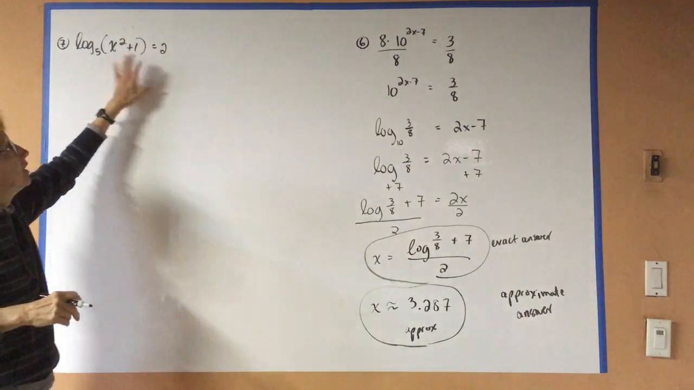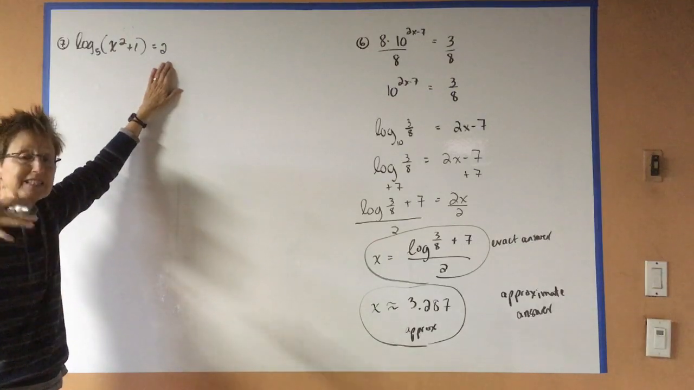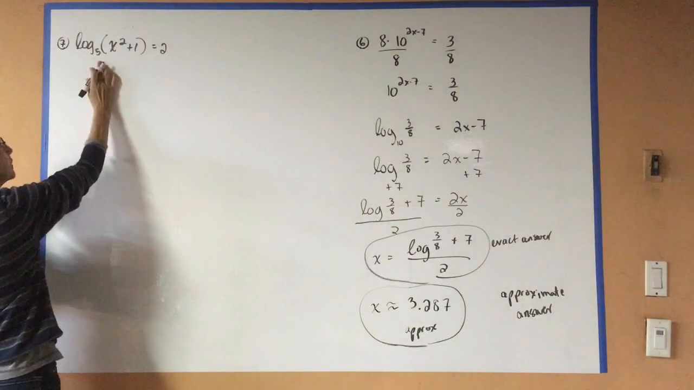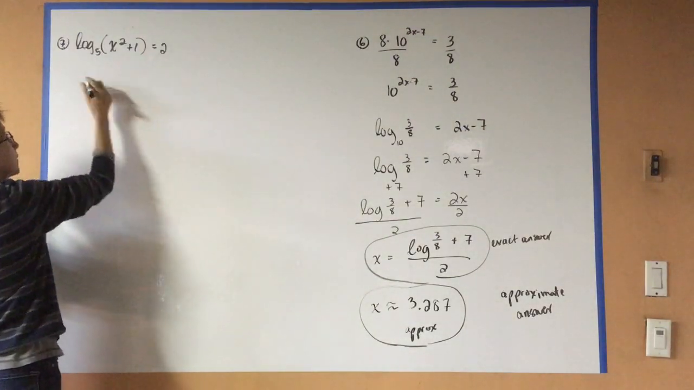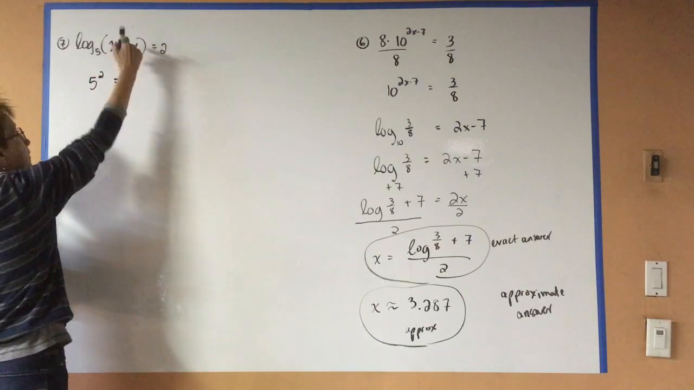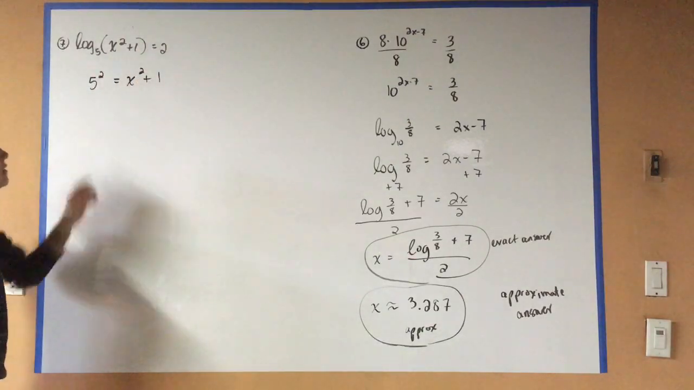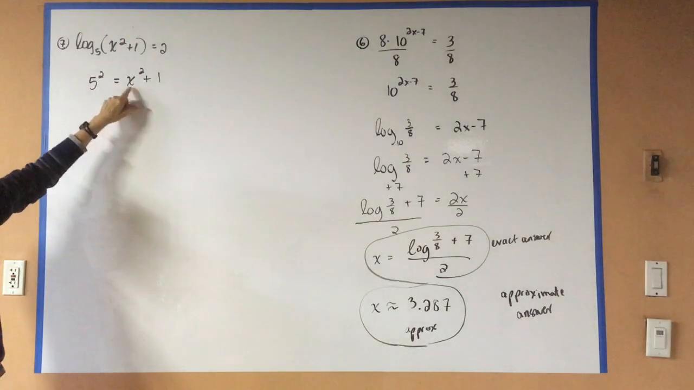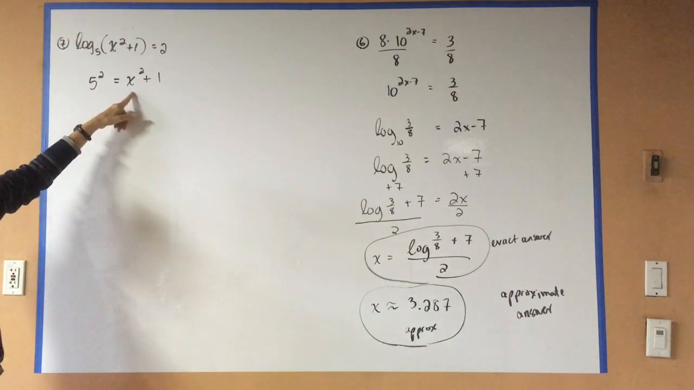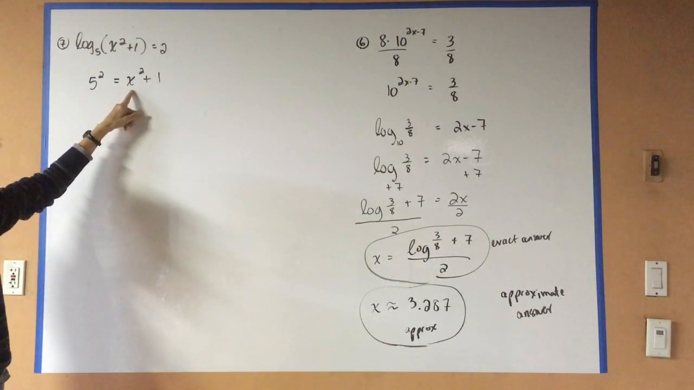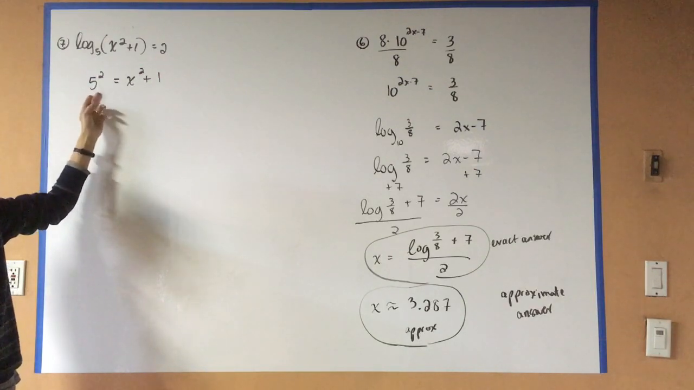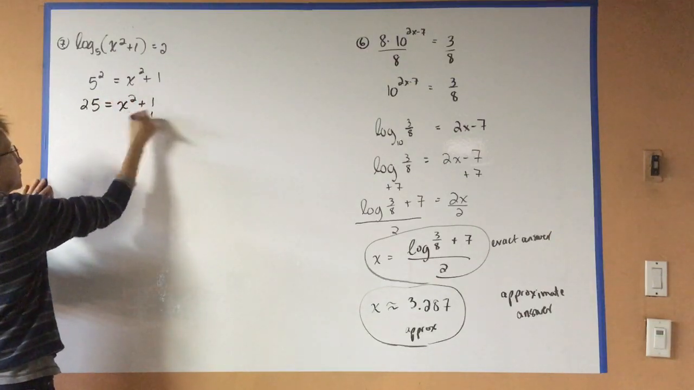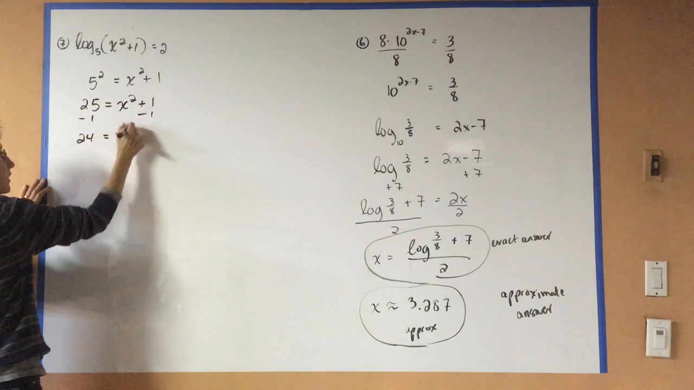Log equation, single log, numbers on the other side. I can rewrite this in its equivalent exponential form and then see what kind of an equation I have. So if I do that, this says 5 to the power of 2 has to equal x squared plus 1. What kind of an equation is this now? Looks quadratic to me, and it looks like the square root property will work nicely on this one. I just need to get rid of the 1 and understand that that's 25. So this is 25 equals x squared plus 1. I'll subtract 1. I'll get 24 equals x squared.